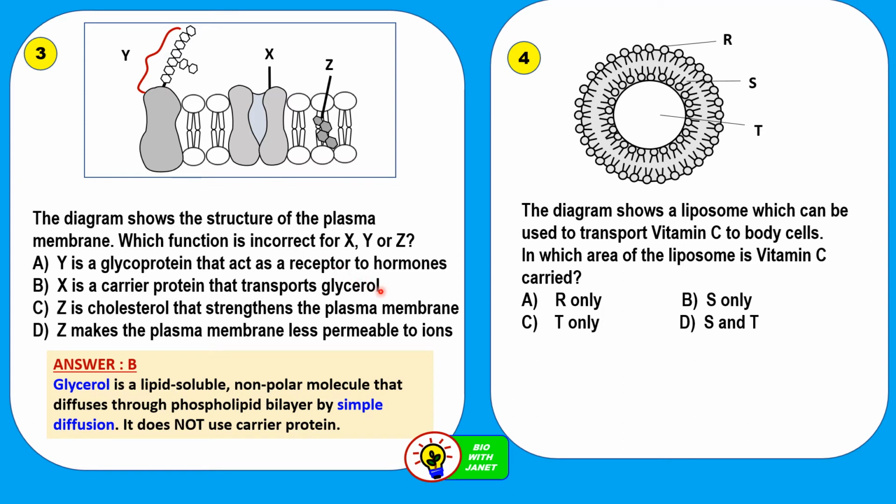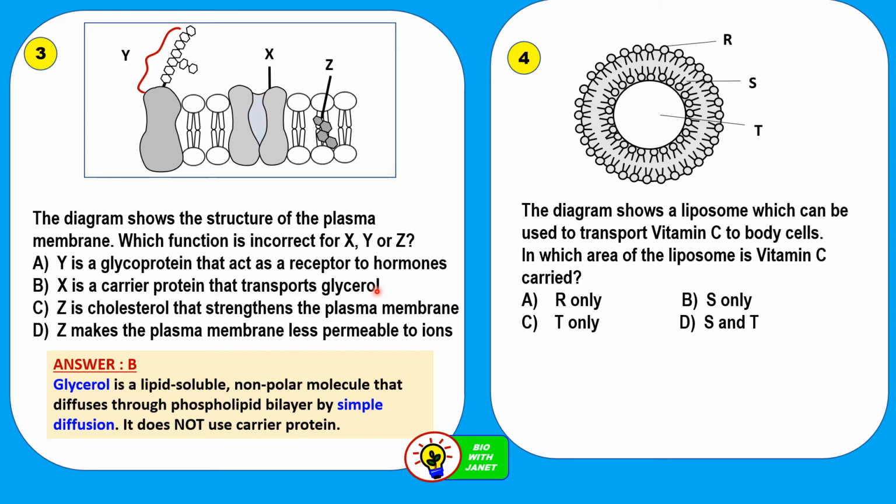Because glycerol is a lipid soluble substance, it can pass through the hydrophobic tails of the phospholipid bilayer, like this, in between the phospholipid molecules. So the carrier protein doesn't transport glycerol, but it transports other substances like amino acids and sugars, the big molecules. How about the rest of the answers?